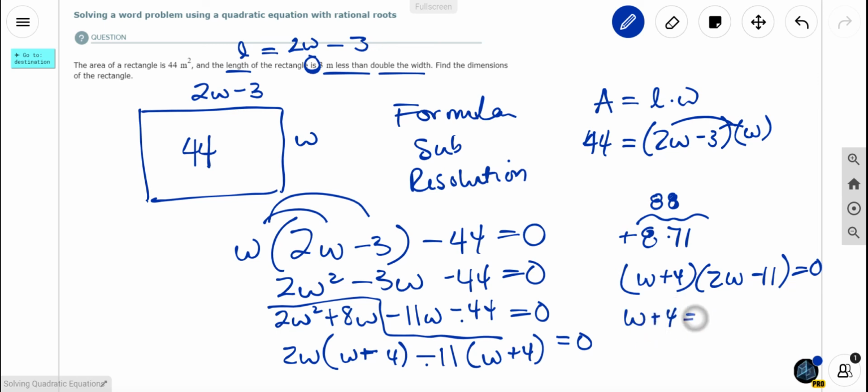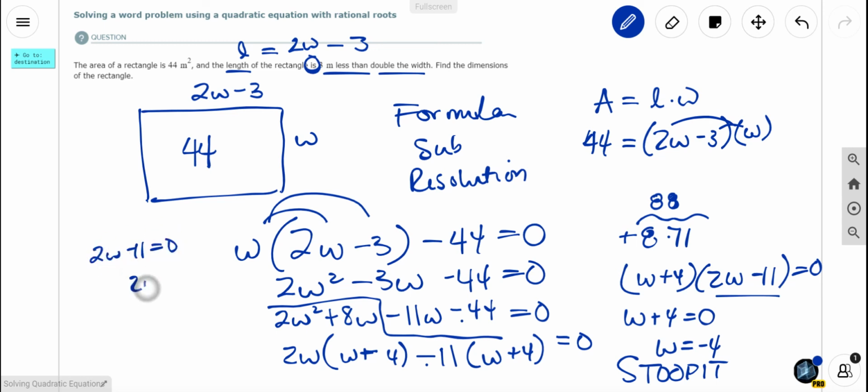Now check this out. If W plus 4 equals 0, that means the width equals negative 4. That is a dumb answer. You can't have a width that's negative. So we're going to have to roll with this guy. 2W minus 11 equals 0. 2W equals 11. W is equal to 5.5.